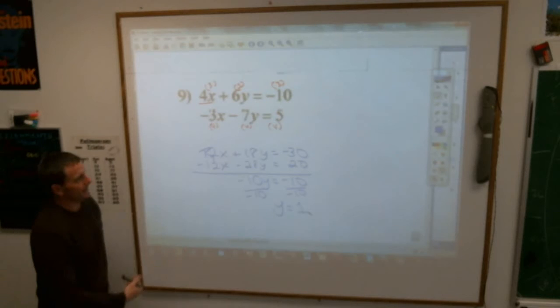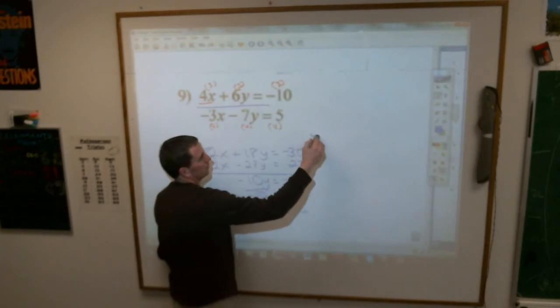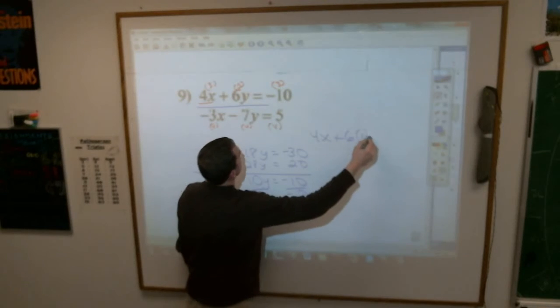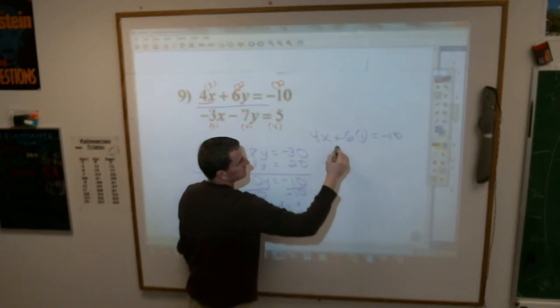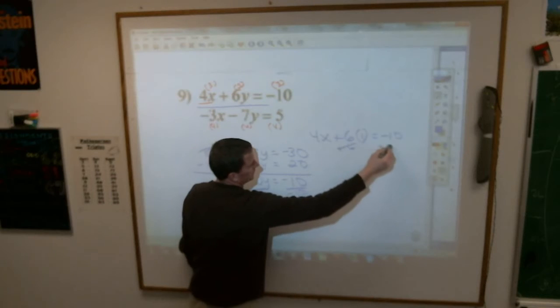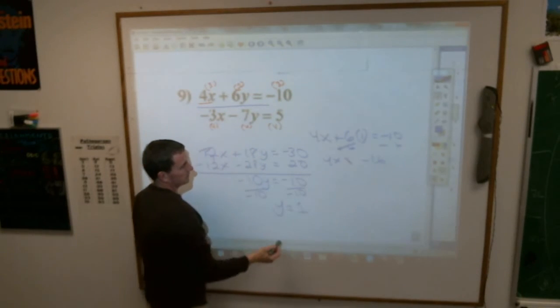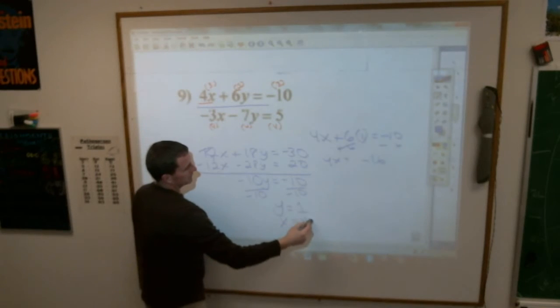Put 1 in for y in any of these, I'll do it here. 4 times x plus 6 times what I said y was equals negative 10. I get 6 here, so I subtract 6, which is negative 16. 4x equals that, so x equals negative 4.